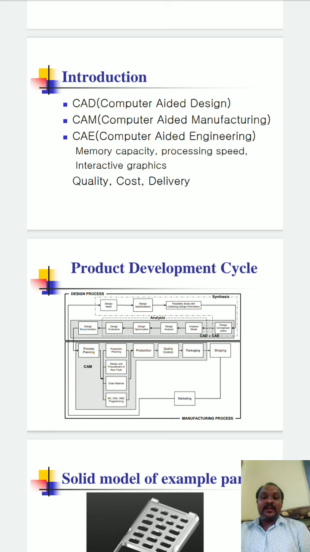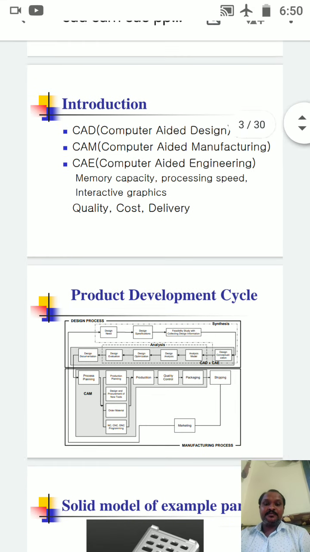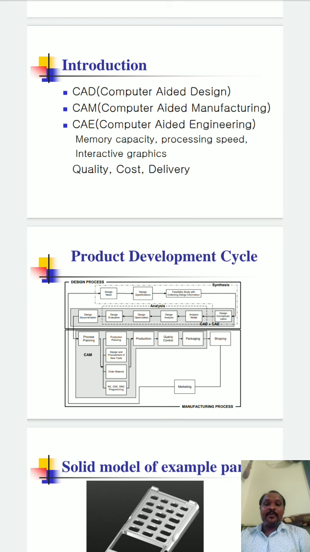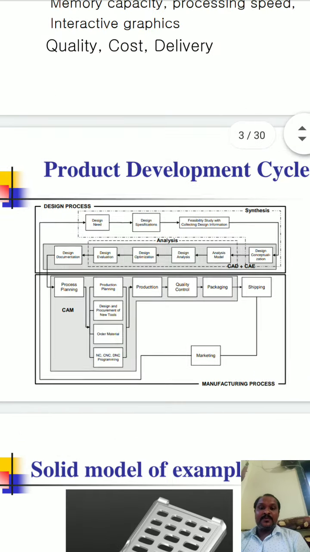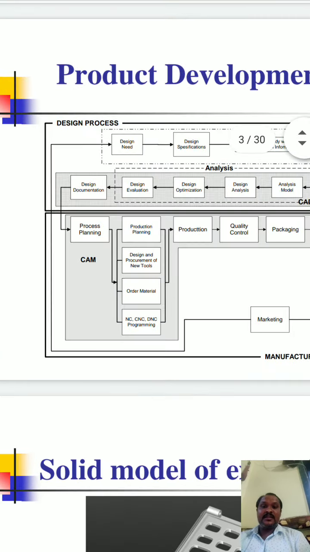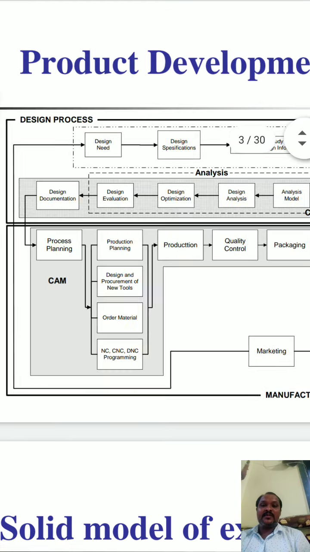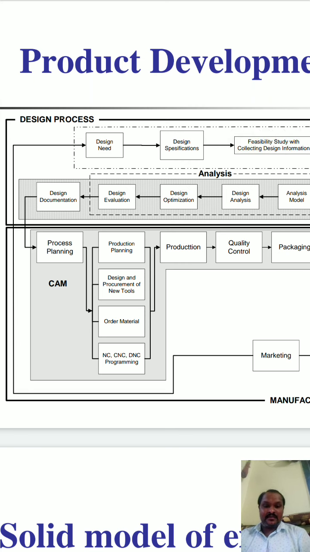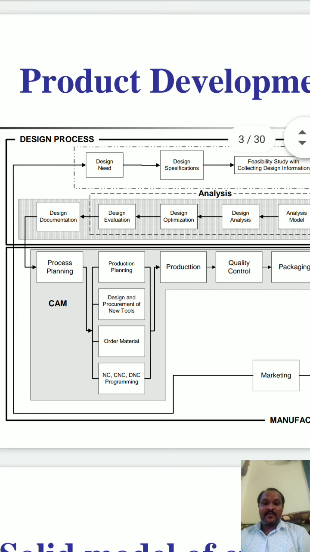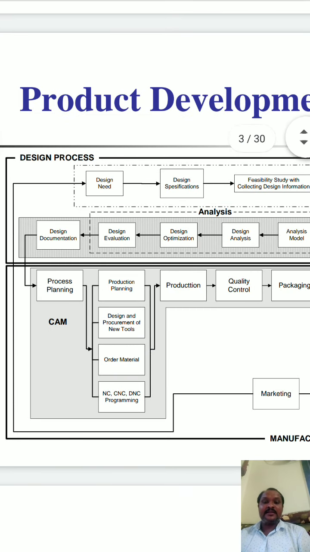Next we will move towards the product development cycle. In the product development cycle, the first part is the design process, the CAD process and the CAM process. The first figure shows design need. Are you able to see the figure? Design need. So what is the design need here, and what is its importance?